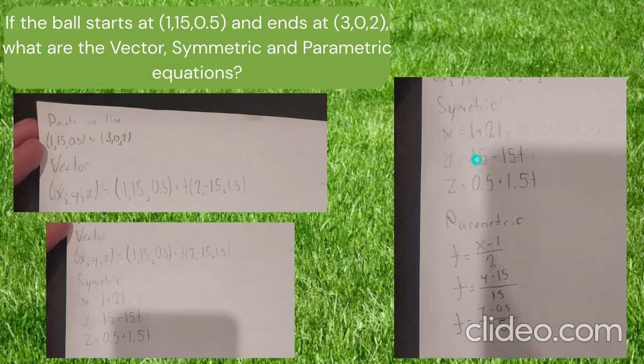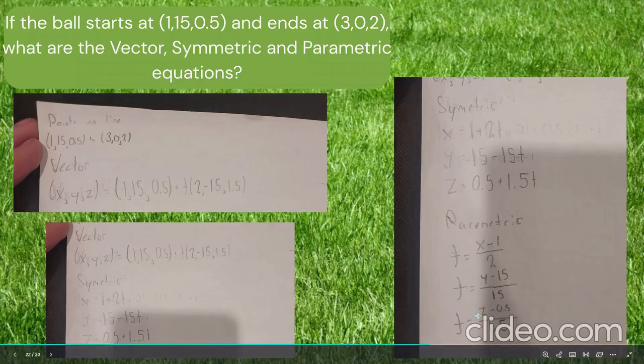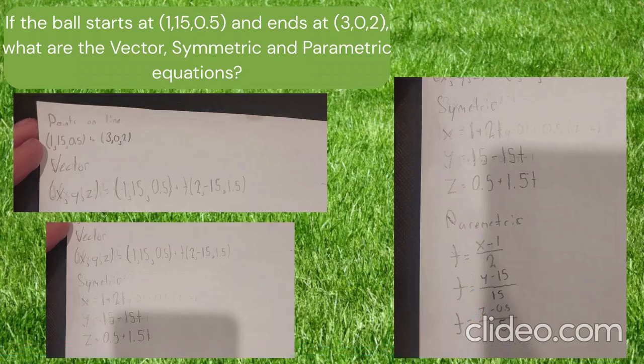What we're going to do is move this term over to the other side, and divide by this term, so we have t isolated. For example, let's look at z. We're going to have z minus 0.5 divided by 1.5, which equals t. And then we have our answer. Easy as that.